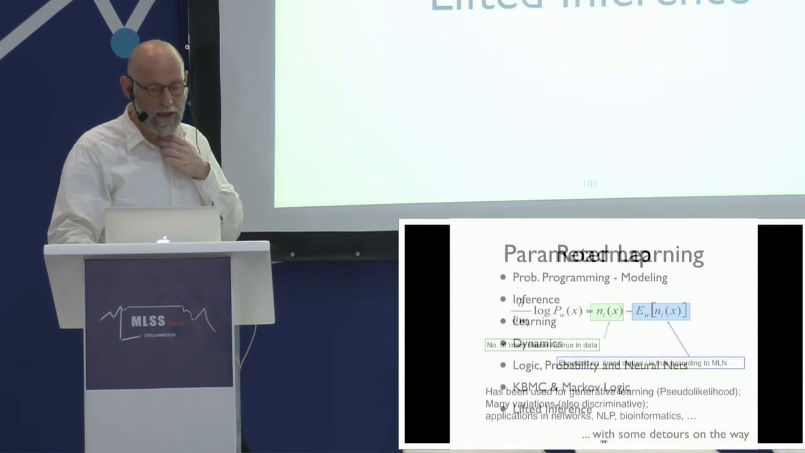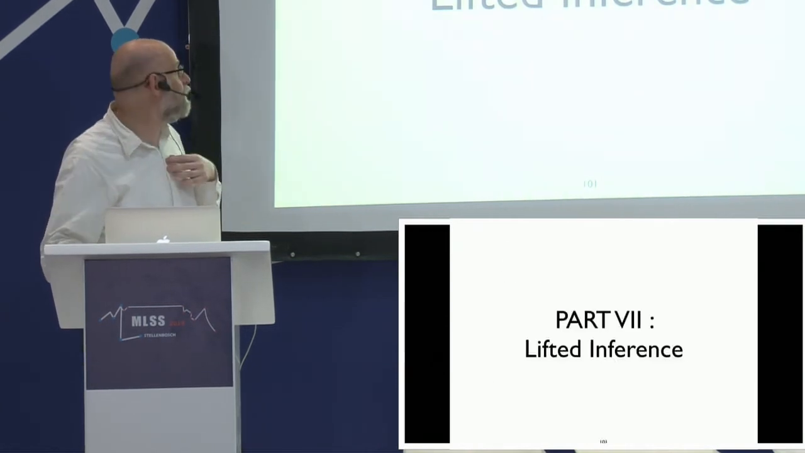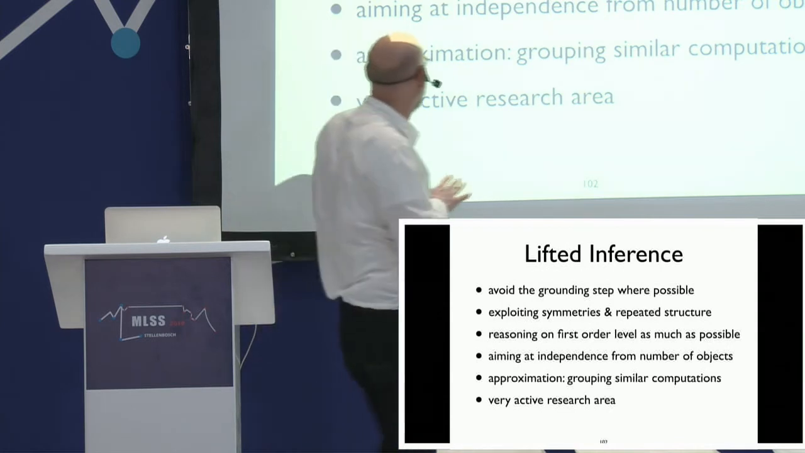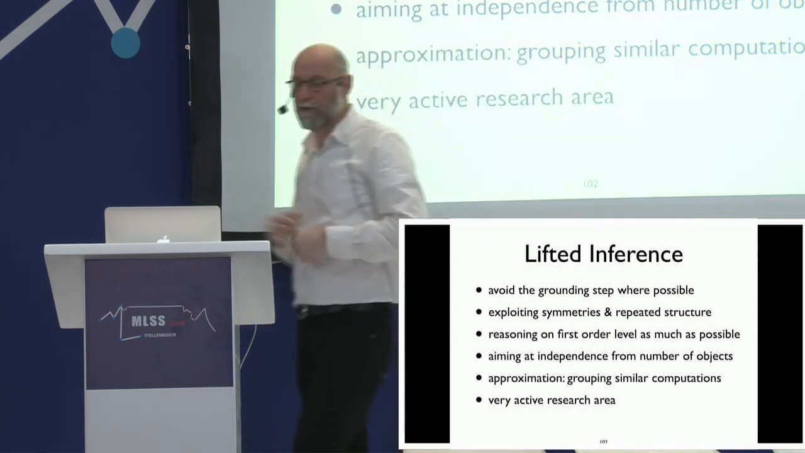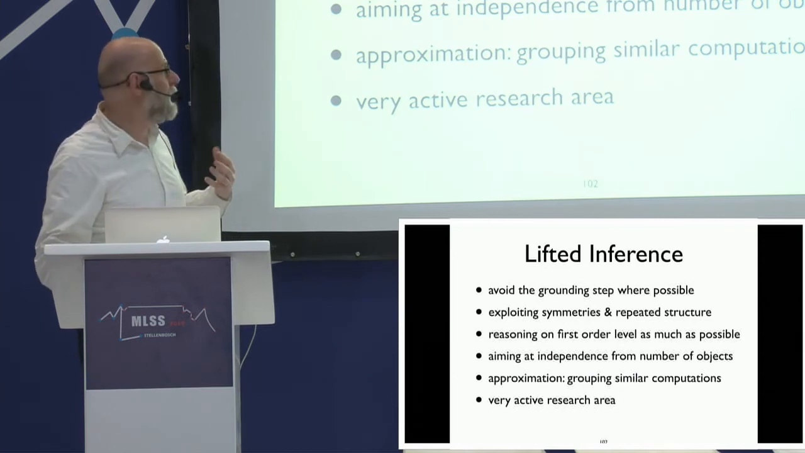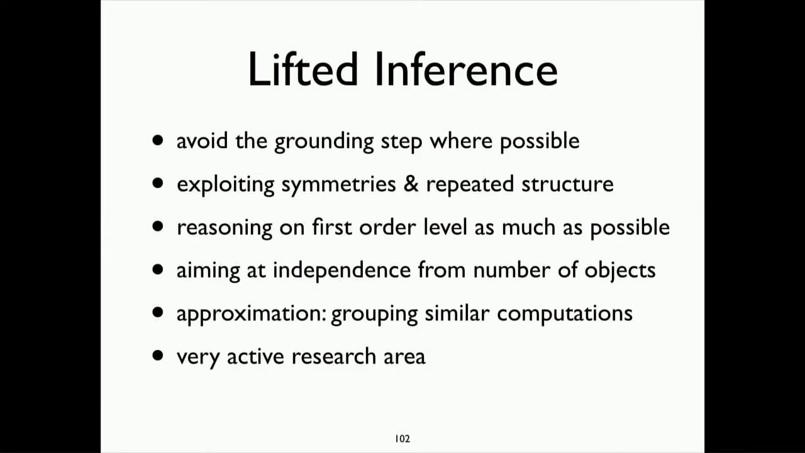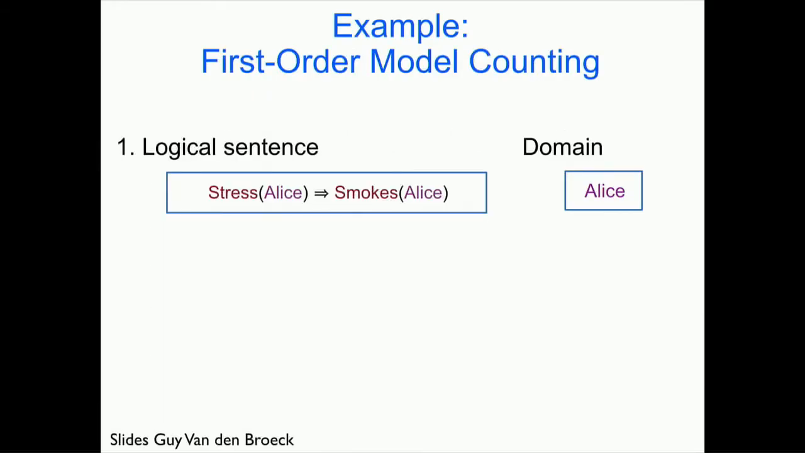So let's go to the lifting. The lifting is really about avoiding this grounding step wherever possible and reasoning at a more general level. Let's look at how we can exploit the symmetries in our problems to abstract away which specific instances we have and to do much faster counting. What I'll do is give you an example of how this lifted inference works, how you can do first-order model counting without grounding out everything, on just a simple example. And maybe that will also trigger some thinking on your behalf.